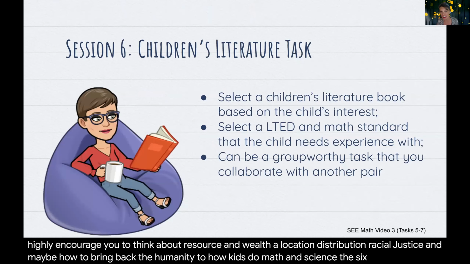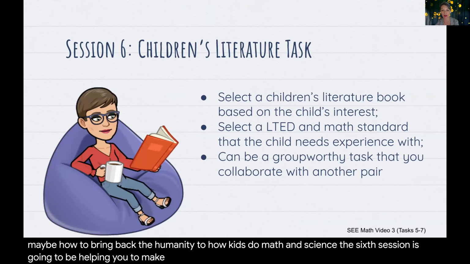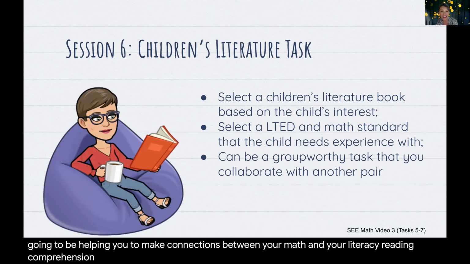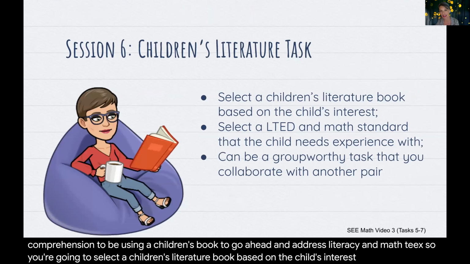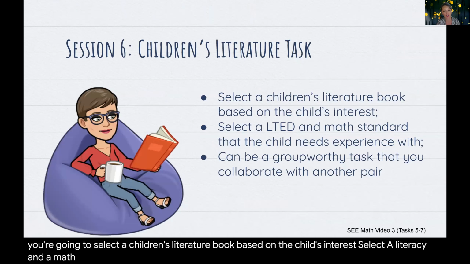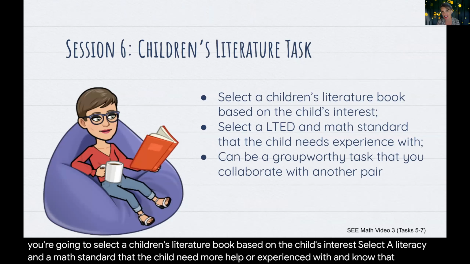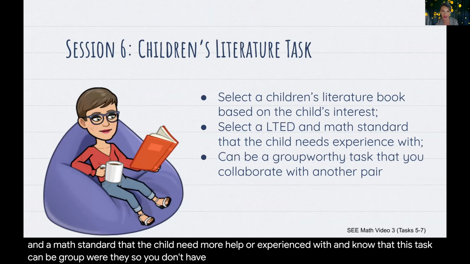The 6th session is going to be helping you to make connections between your math and your literacy reading comprehension class. In this task, we're going to be using a children's book to address literacy and math TEKS. So you're going to select a children's literature book based on the child's interest, select a literacy and a math standard that the child needs more help or experience with, and know that this task can be group worthy, so you don't have to do this independently.